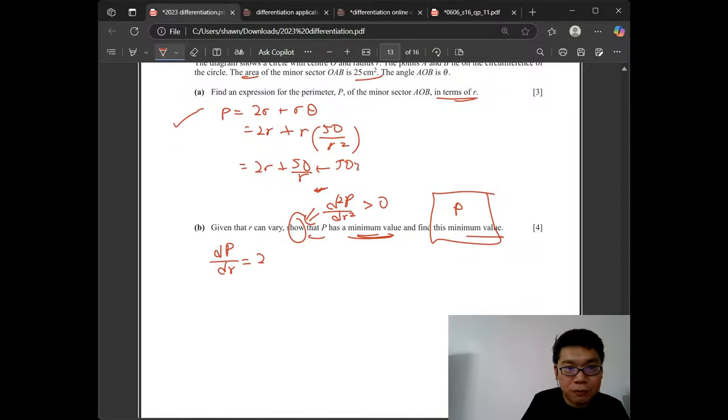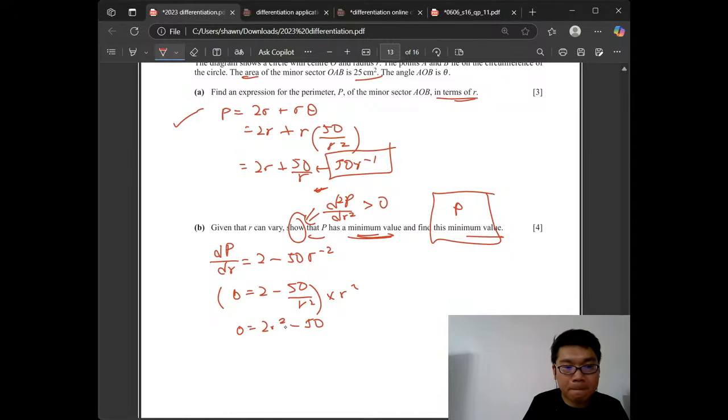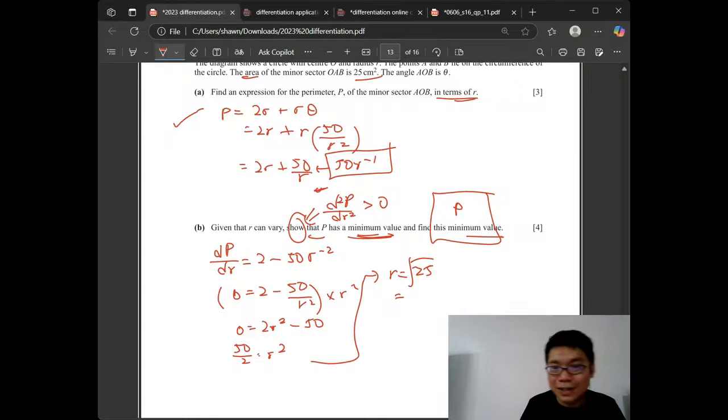This part we change to 50 r power minus 1. So power throw front, power minus 1. Then we know minimum value means this thing equals 0. To solve this, everything times r squared to remove the denominator. So 50 over 2 equals r squared. Then we know the r value is square root of 25. Here we do not need plus minus because radius is positive only. So we can confirm radius is 5.